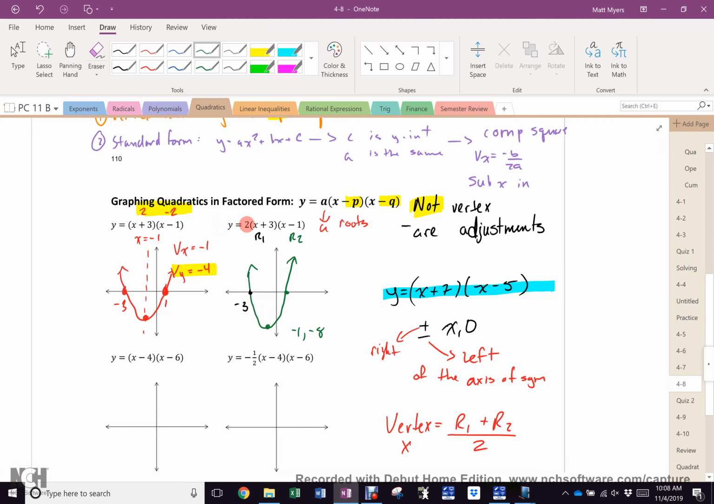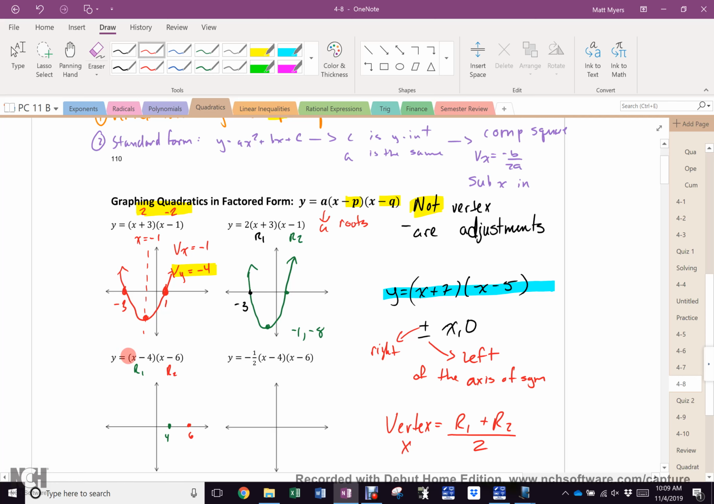All right. So the third one is an example of what I was talking about right here, the plus-minus thing. Because what is root 1? +4, yes? What is root 2? +6. Now, you can see I don't have a positive and a negative, do I? But I do have a root that's left of the axis of symmetry and right of the axis of symmetry. What is my axis of symmetry? 5.